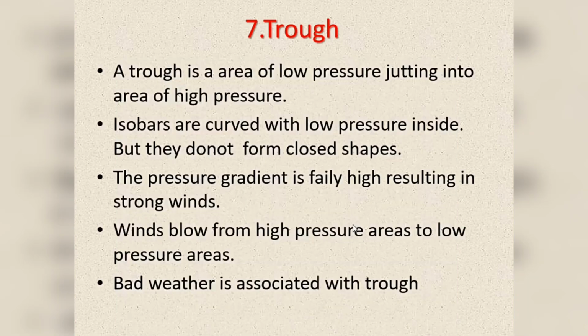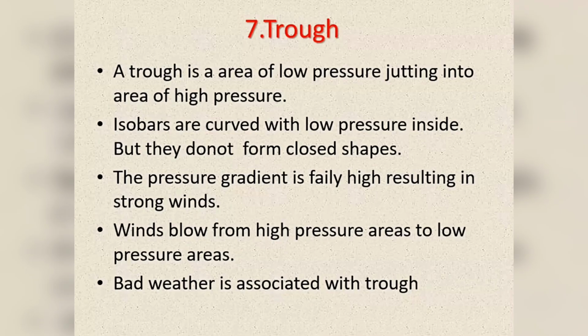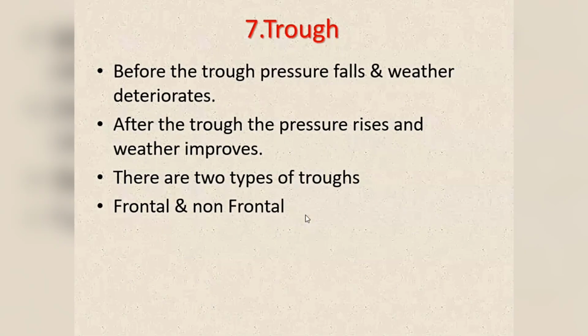The trough is an area of low pressure jetting into an area of high pressure. Isobars are curved, with low pressure inside, but they do not form closed shapes. The pressure gradient is fairly high, resulting in strong winds. If you see the trough, winds blow from high pressure to low pressure. Bad weather is normally associated with the trough. Before the trough, pressure falls and weather deteriorates, and after the trough, the pressure rises and weather improves.